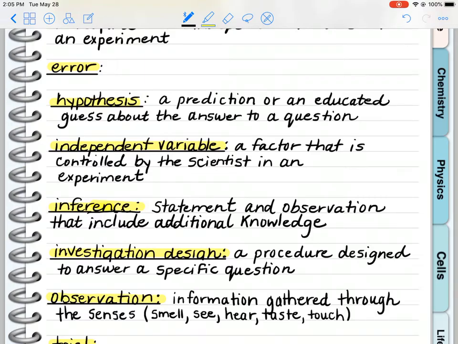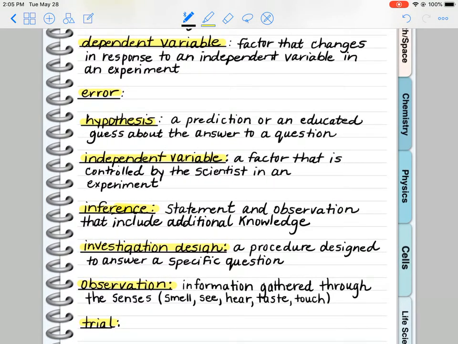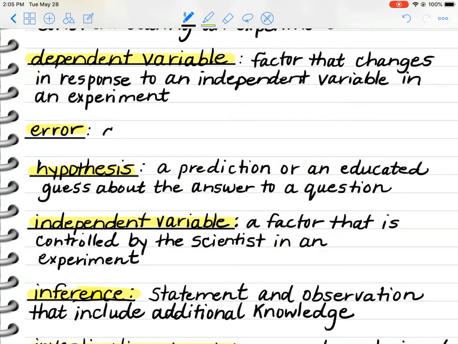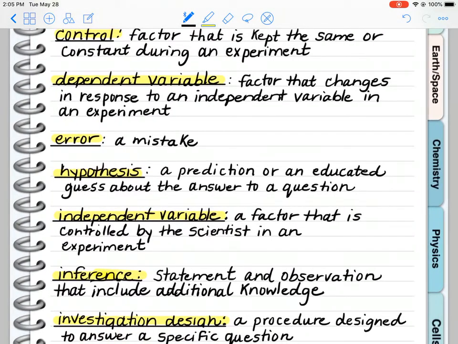Okay, the next one, I'm looking at my list, is error. And you know this one. An error is a mistake. So let's suppose that a week before my experiment ends, I realize that I have been giving the diet group regular soda. That's an error. That's a mistake that would ruin my experiment. Some mistakes are very serious and some are minor, but a mistake, an error, can affect the outcome of your experiment.